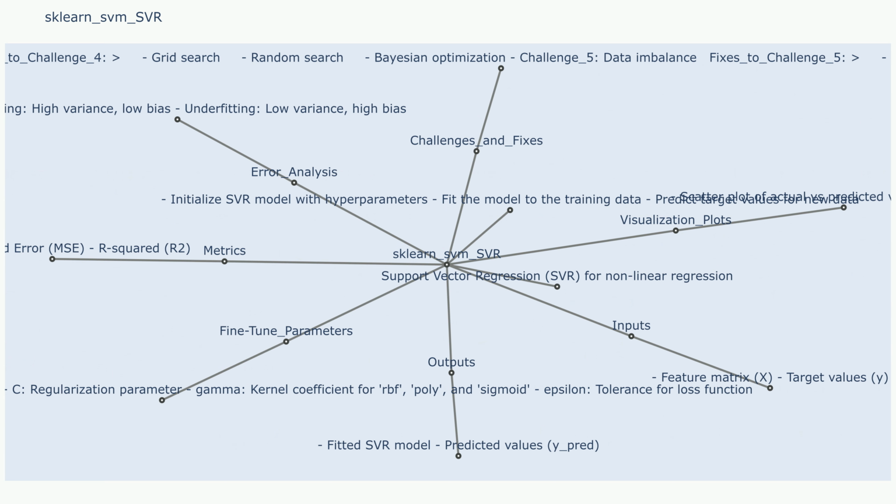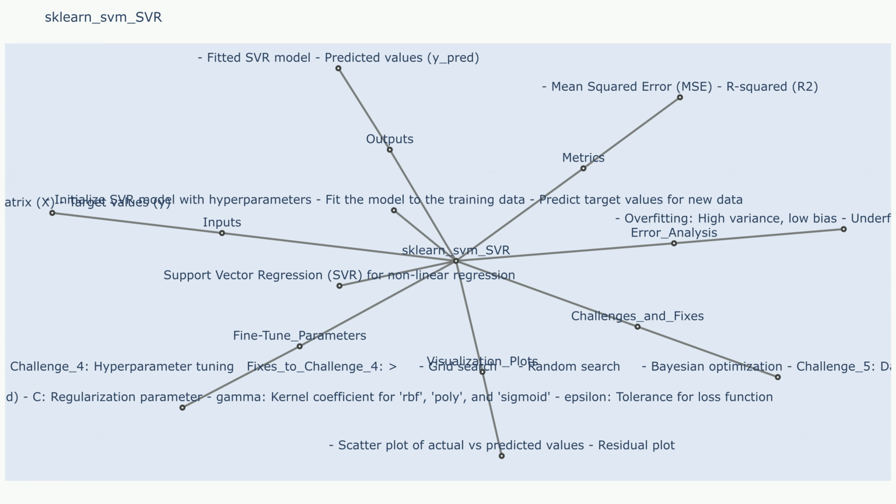Challenge 5: handling outliers. Sample use case that resulted in challenge 5: outliers can significantly affect the model's performance by pulling the decision boundary towards them. Fixes to challenge 5: pre-process the data to remove or handle outliers, or consider robust regression techniques that are less sensitive to outliers.